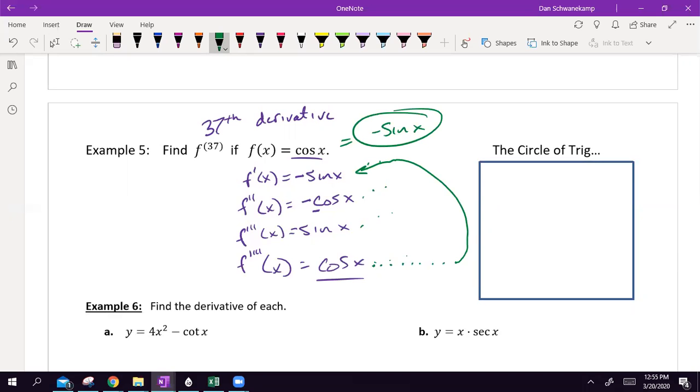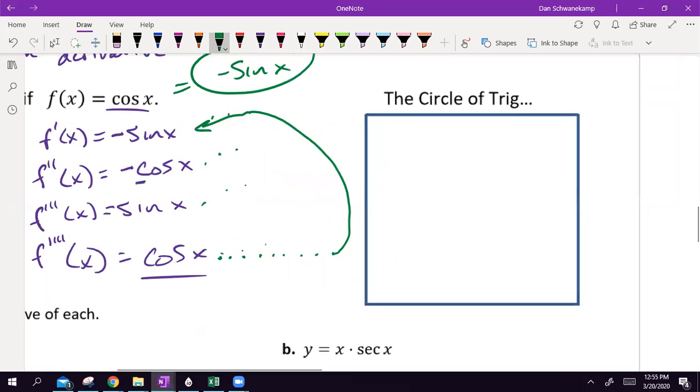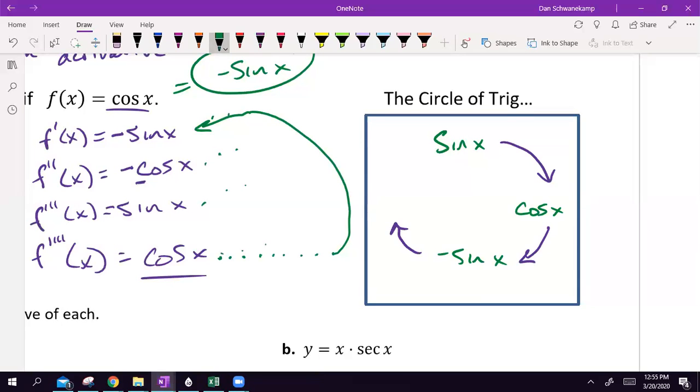And that leads me to one of my favorite things, the circle of trig. Here's what the circle of trig states. We've got sine of x. It's kind of our starting point. The derivative of sine x, as we know, is cosine x. If I took the derivative of cosine x, that would get me negative sine x. If I took the derivative of negative sine x, that would be negative cosine x, and the derivative of that guy would get me back to sine.